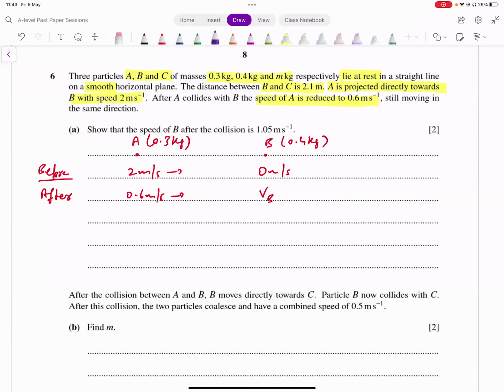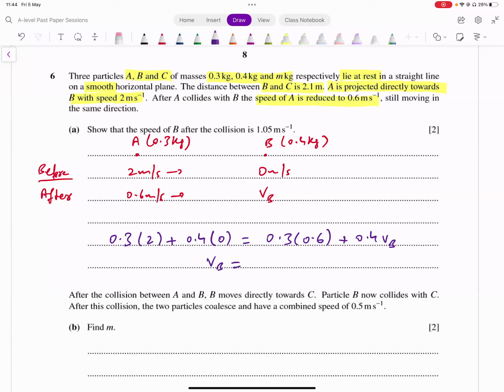Let's apply conservation of momentum. Mass of A, which is 0.3, into velocity of A, that is 2, plus mass of B, which is 0.4, into velocity of B, which is 0. That equals final momentum, momentum after collision. वो क्या हो जाएगा 0.3 into 0.6 plus 0.4 into VB. यहाँ से आपके पास VB की वैल्यू आ जाएगी. You can see what that turns out to be.